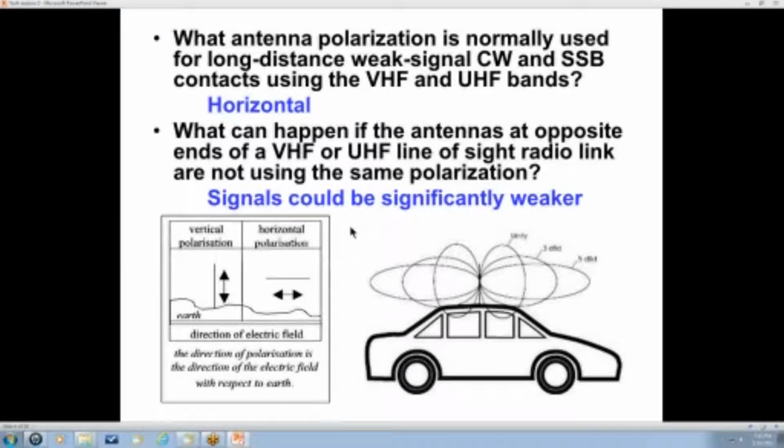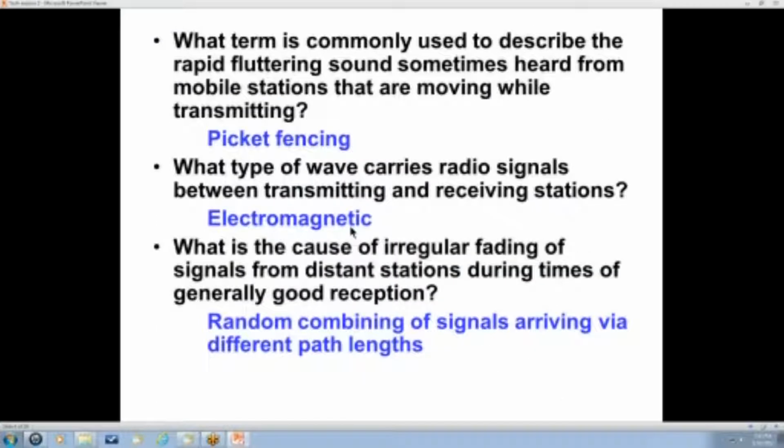What term is commonly used to describe the rapid fluttering sound sometimes heard from mobile stations that are moving while transmitting? And this can be caused by moving down the street with houses going in and out of the way between you and the person receiving. It's called picket fencing because it kind of sounds like a kid running along the street and dragging a stick along a picket fence. It's strong and then fade, strong, fade, strong, fade.